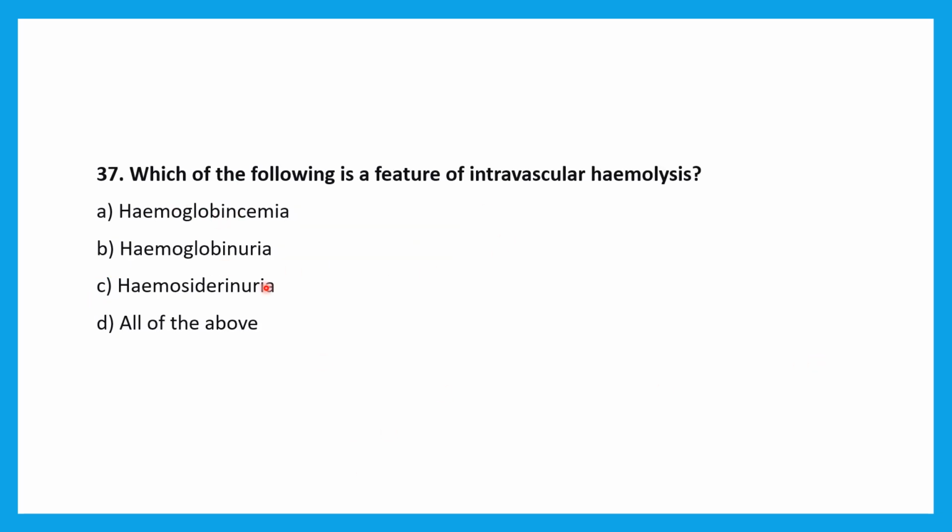Question 37. Which of the following is a feature of intravascular hemolysis? Hemoglobinemia, hemoglobinuria, hemosiderinuria, and all of the above. I think this is a repetition. We said that all of the above is the correct answer. This question just reinforces the key lab findings of intravascular hemolysis: hemoglobinemia, hemoglobinuria, and hemosiderinuria. Do not worry much about the repetition; it makes sure we embed the information we've learned in this lecture.